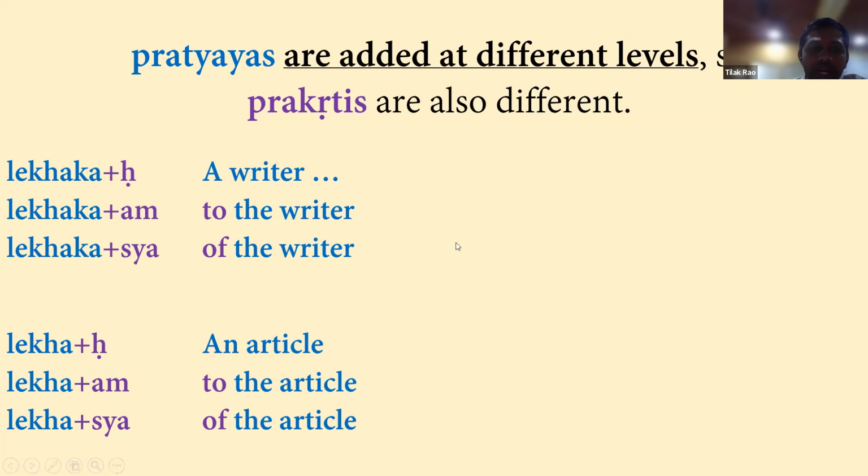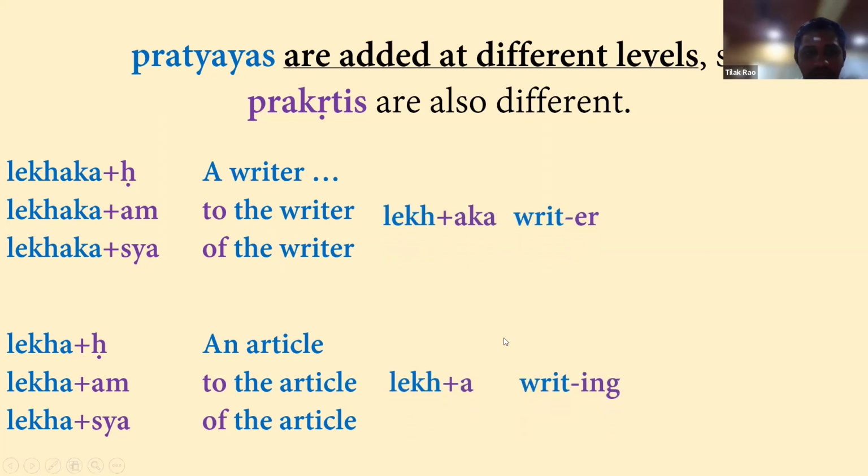Now we can divide this lekhaka and lekha into prakriti and pratyaya. That is, in lekhaka, again there is a prakriti and a pratyaya. Aka is a pratyaya, and lekh is prakriti. In the second example, lekha, a is a pratyaya and lekh is prakriti. So lekh is something common, that is prakriti, and aka, a, these are pratyayas.